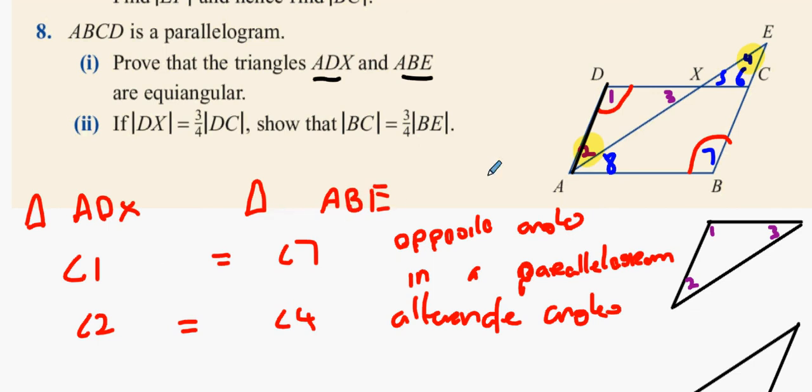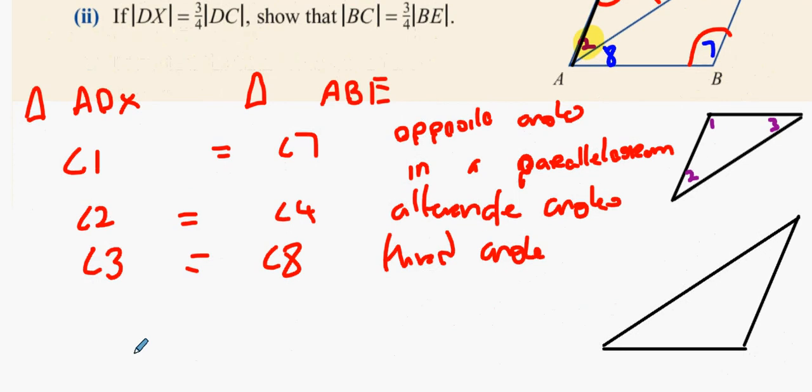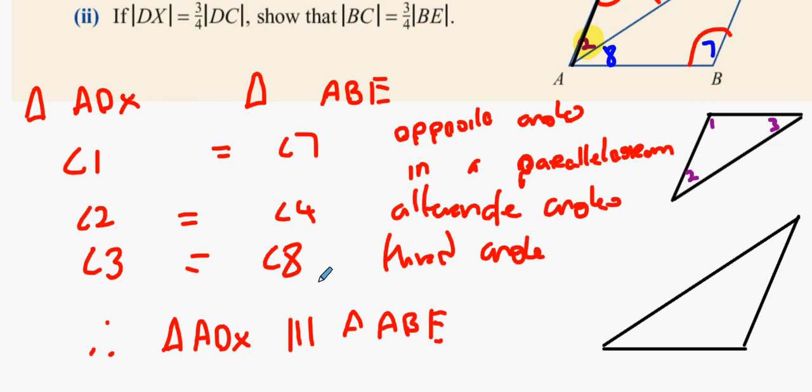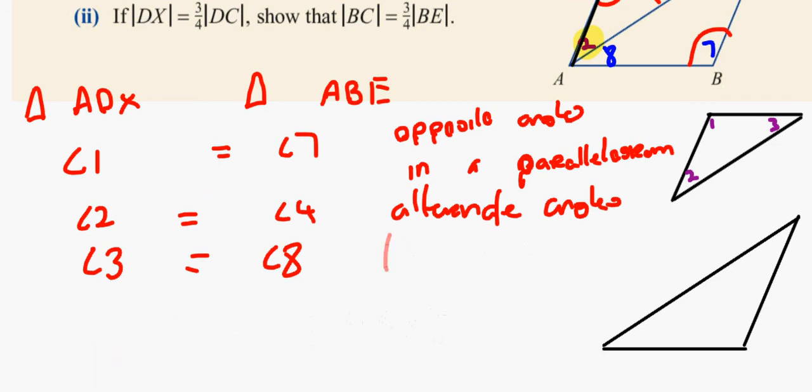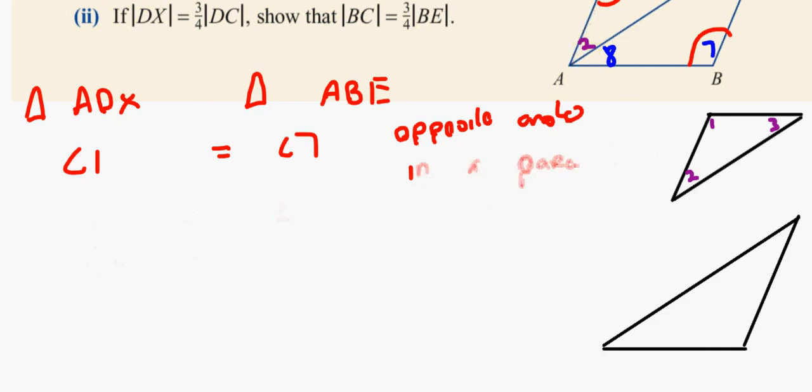And finally, angle 3 equals angle 8. They're also alternate. Angle 3 is also alternate to angle 8, so whichever way you want, third angle or alternate. Okay, therefore, triangle ADX is similar to triangle ABE. Those 3 vertical lines mean similar. Okay, done. Happy days.